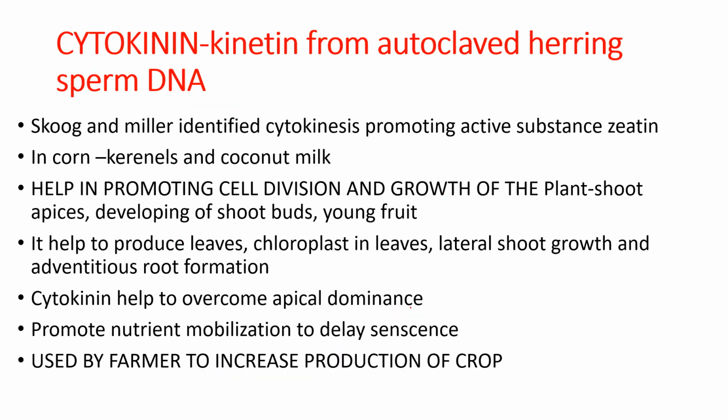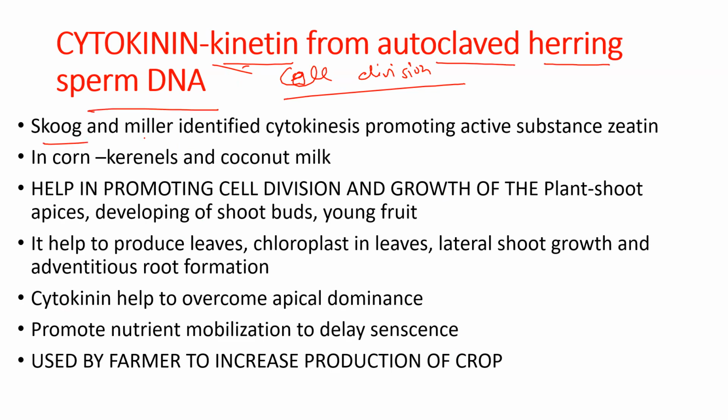Now cytokinins. Whenever cell division takes place, cytokinin is synthesized. First, kinetin, a kind of cytokinin substance, was discovered from autoclaved herring sperm DNA. Later, Skoog and Miller identified a cytokinesis-promoting active substance, zeatin, in corn and coconut milk. Basically, the cytokinin function is to promote cell division and growth of the plant.